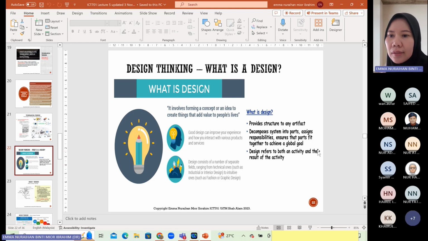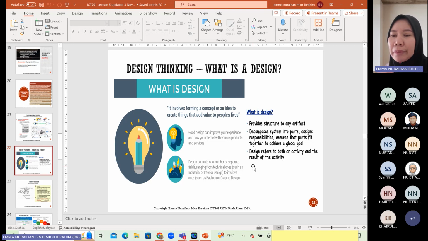Okay, so kalau you tengok definition of design, okay, provide structure to any artifact, okay, decompose the system into parts, how the parts interrelate, okay, the relationships and everything. All right, design refers to both an activity and the result of the activity. So yeah, whatever you design, at the end of the day, whether your design is for just exhibition purpose ataupun design for something that people can use, it depends on your objective.